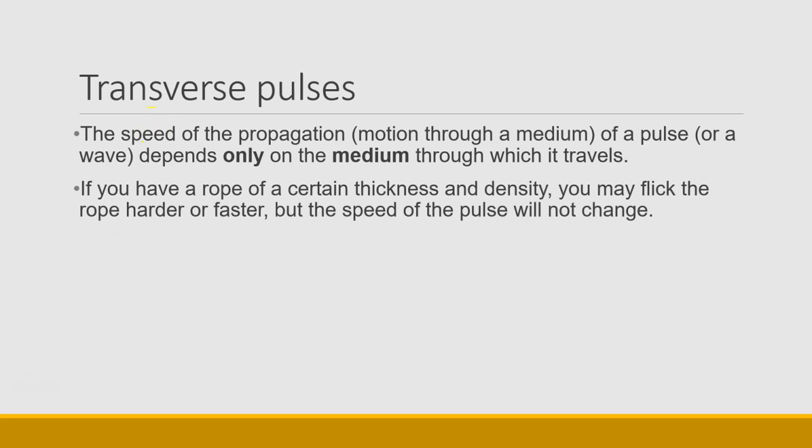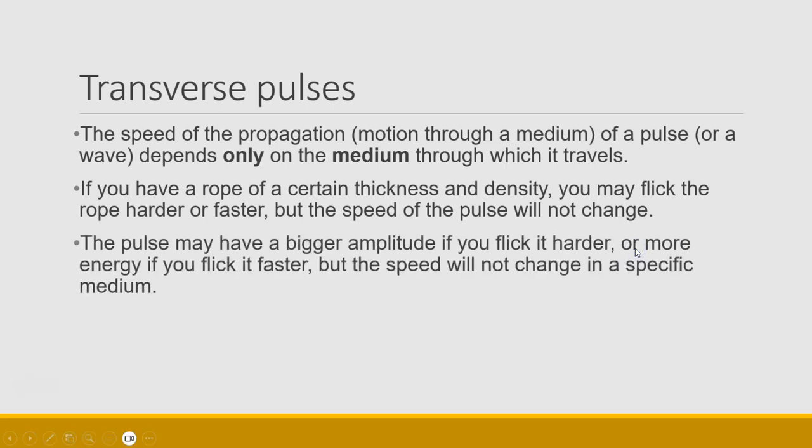If you have a rope of a certain thickness and density, you can flick the rope faster, you can flick it harder, but the speed of the pulse will not change. Other properties of the pulse or the wave might change. For example, the pulse may have a bigger amplitude if you flick it harder, or if you flick it faster, you're transferring more energy to the pulse.